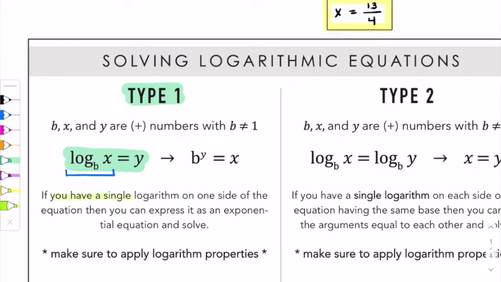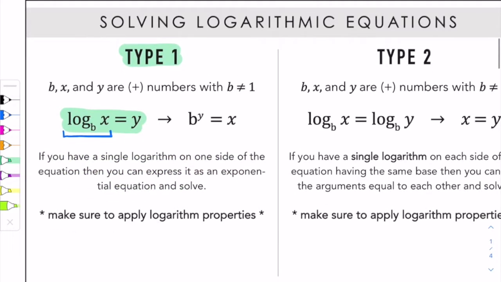So right here it says if you have a single logarithm on one side of the equation, then you can express it as an exponential equation and solve. An example of a problem like this could be something such as the ones we've already done. Log base 2 of 8 is equal to y. In order to solve for this, you would convert this to 2 to the power of y is equal to 8, and then you would solve for y. Sometimes you're going to have to apply logarithm properties, meaning you'll have to apply the quotient or product property in order to use this type. But type 1, just to recap, is when a log is on only one side of the equal sign.